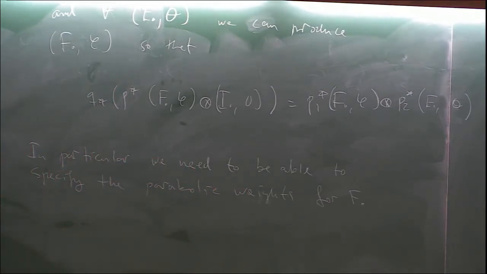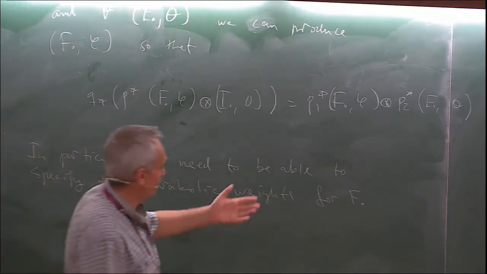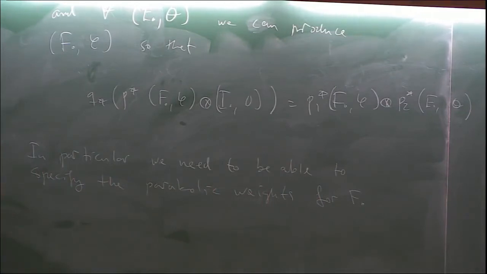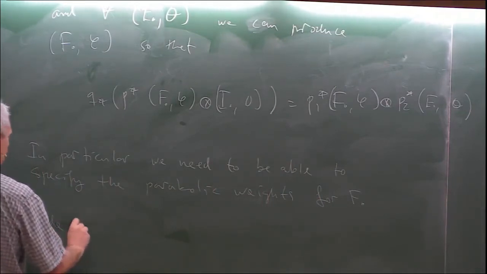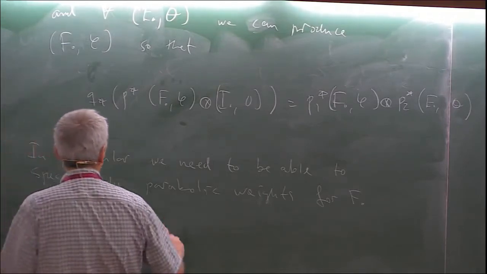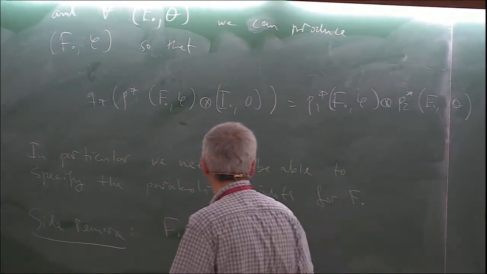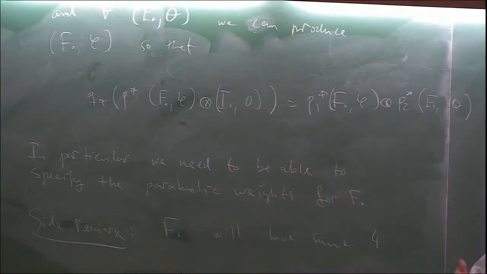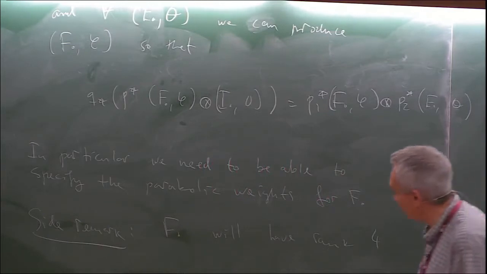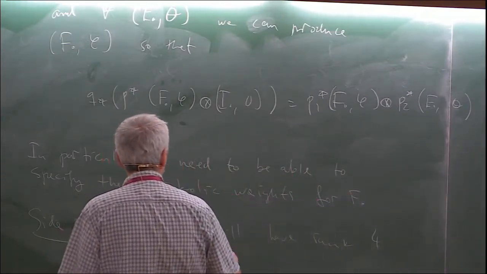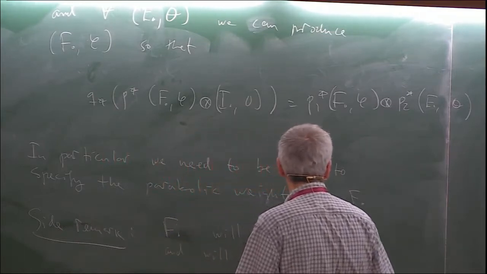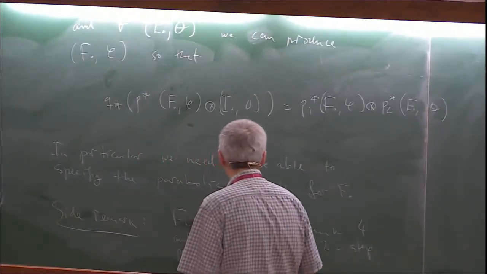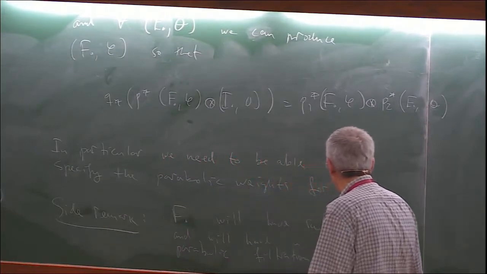And so first of all, I didn't tell you, and it's not obvious from what I'm saying, but it's true, and I'll explain it in a moment. A side remark here is that F dot will have rank 4. So this eigen D module that you get will be of rank 4 and will have two-step parabolic structure, parabolic filtration on each Li.